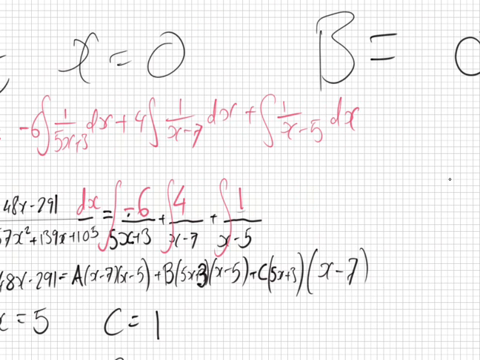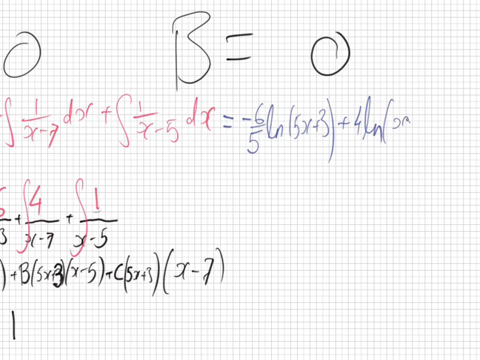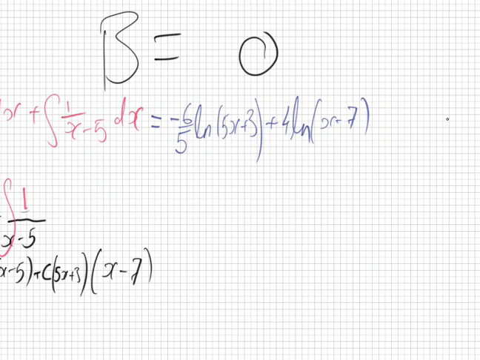And like I said, this is in the formula book. The first one will be minus 6 over 5 log 5x plus 3. Guys, the formula book is online as well if you ever need to use it in class. Just print it out, okay? This is in the formula book. Plus 4 log x minus 7. And then lastly, plus log x minus 5 plus c. And that should be the answer.